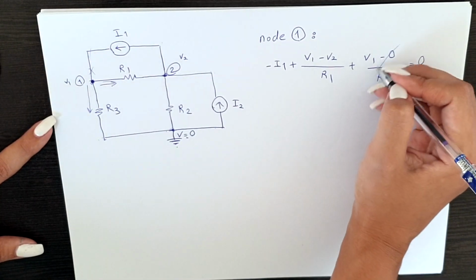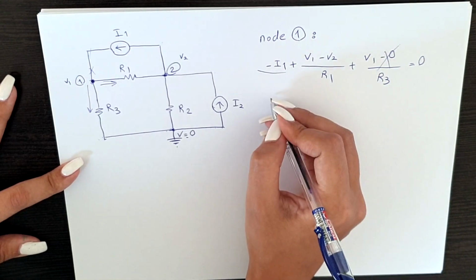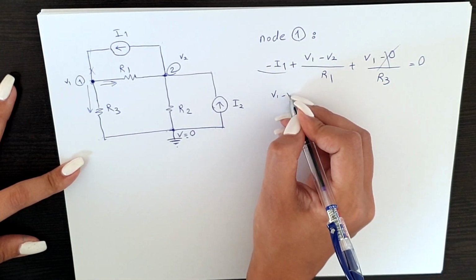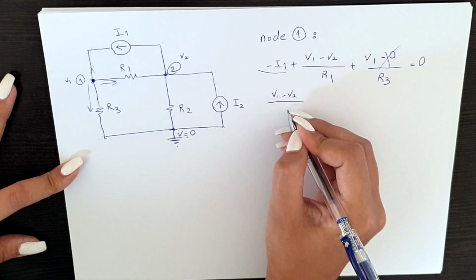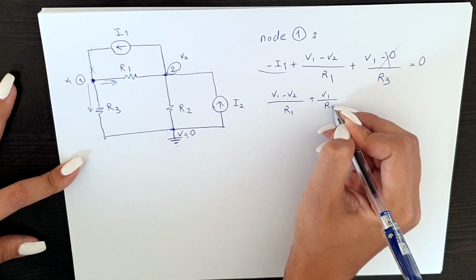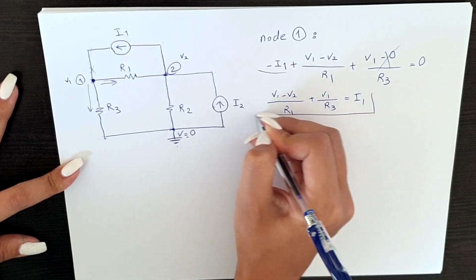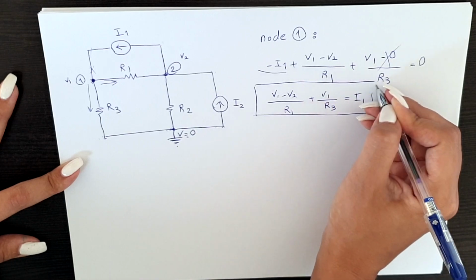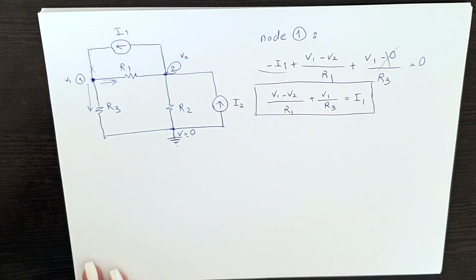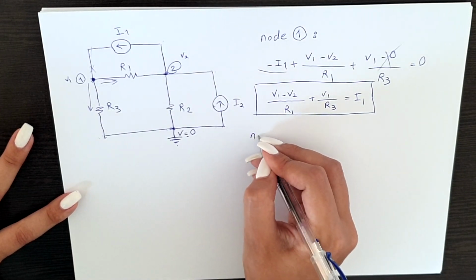So this one can be cancelled because it's just 0, and we take this one to the other side to make it easier, to make it a more defined equation. So we get this. This is the first equation we're going to derive for this question. Now we're going to the other non-reference node that we have, which is node 2.